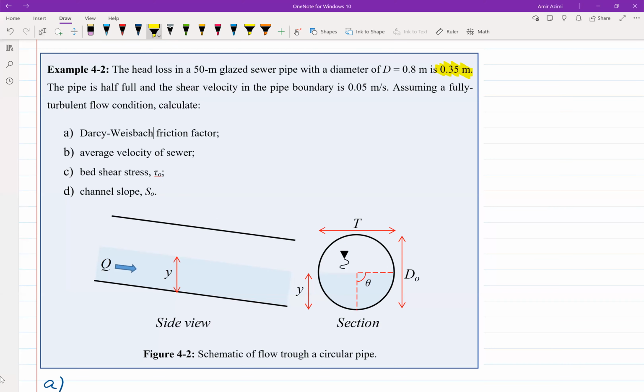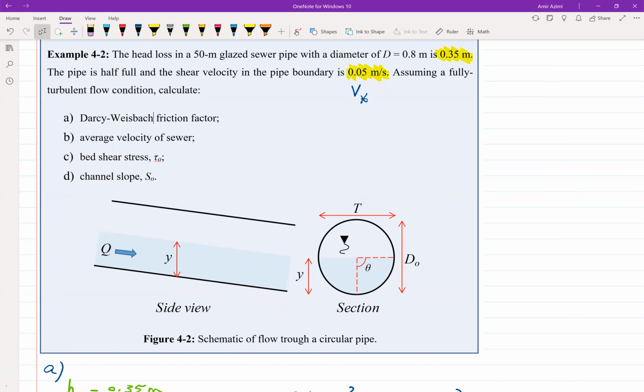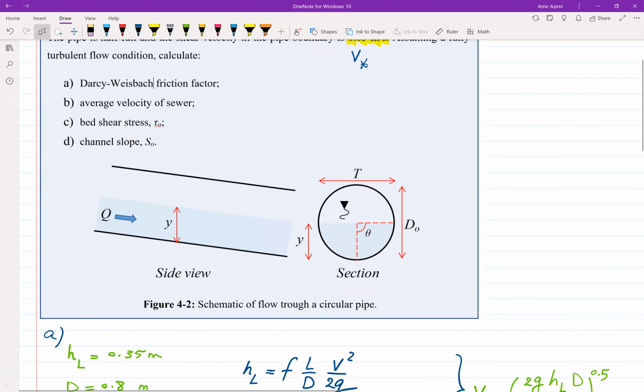Now the pipe is half full, and the shear velocity at the pipe boundary is 0.05 meters per second. So this is V star. Assuming a fully turbulent flow condition, the question asks us to calculate the Darcy-Weisbach friction factor, average velocity of the sewer, bed shear stress, and channel slope.